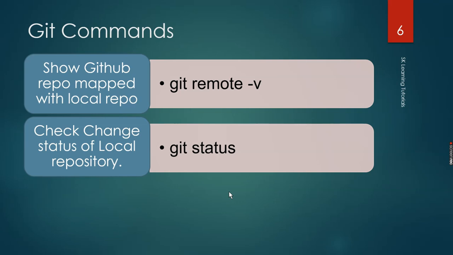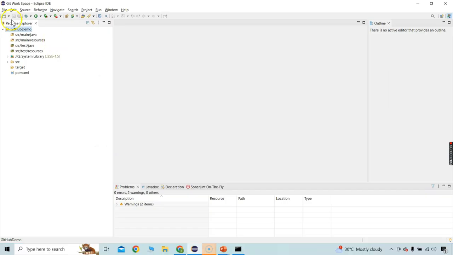Alright, so let's start with the first step and make some changes in the project. We have already created a new project in one of the previous videos. So let's open that project and add a few new files. For that, let me navigate to Eclipse. So this is the project which we had created in one of the previous videos. Currently this project does not have any files. So let me create a couple of files inside the src main java and src test java folders.